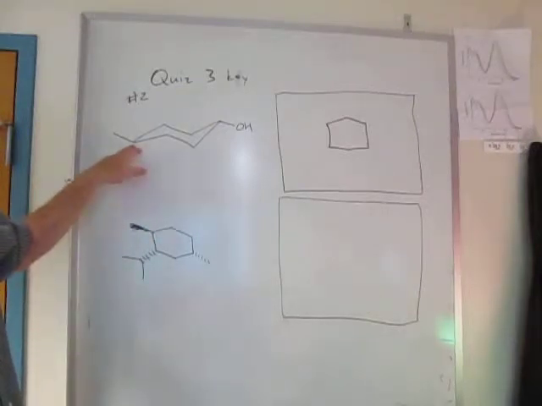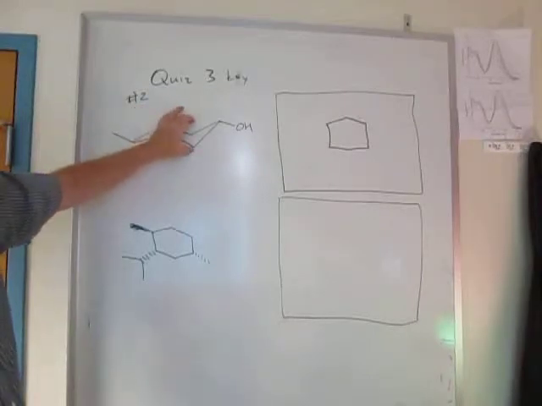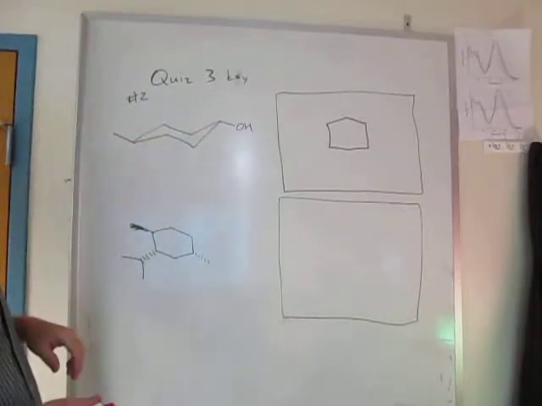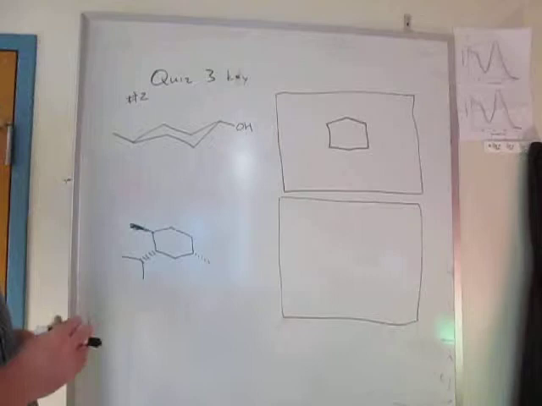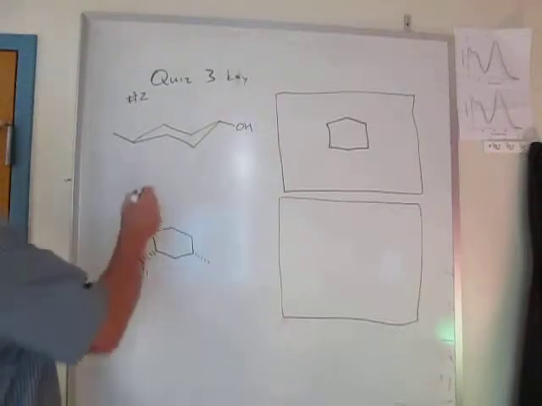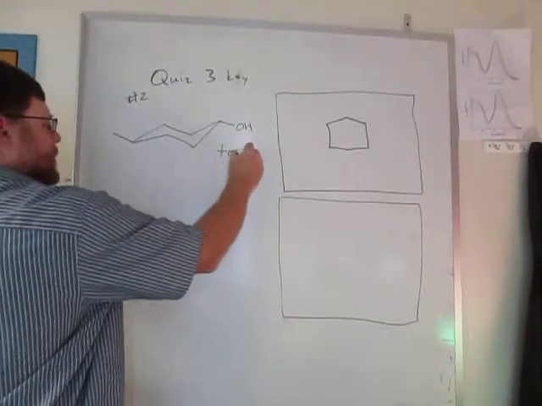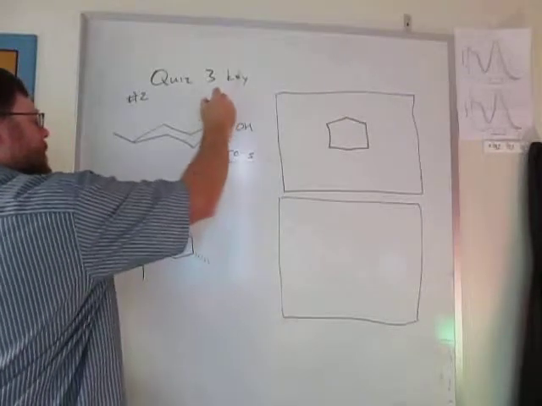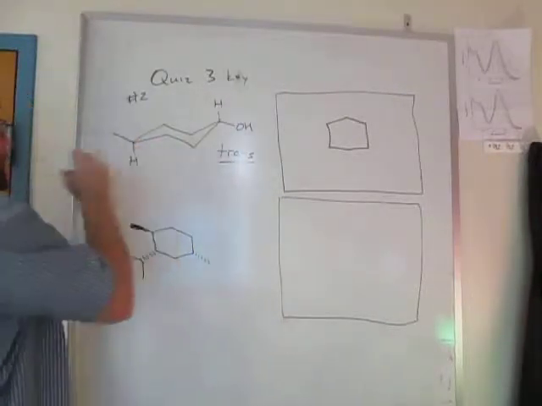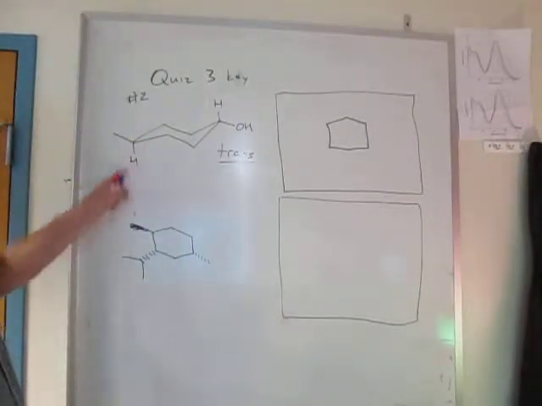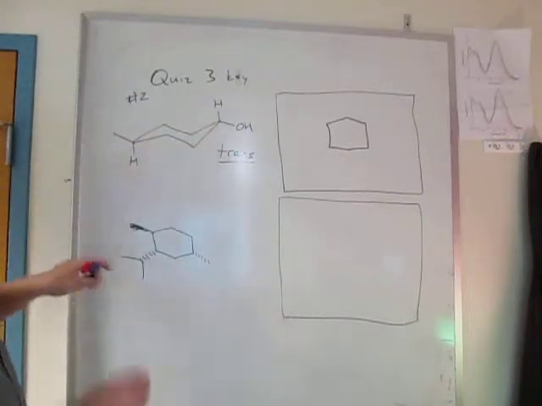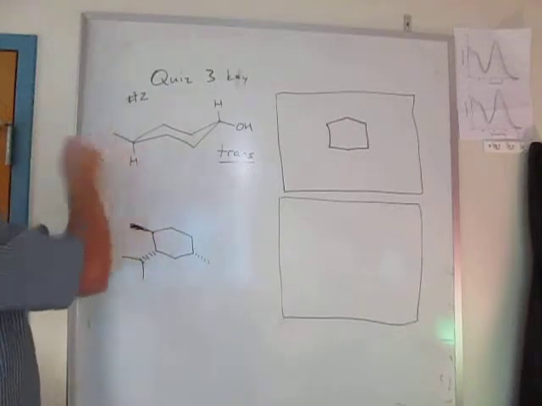The same argument can be made for this carbon. Methyl, hydrogen, tied CH2s, same atom. So the molecule's achiral. But it does have relative stereochemistry. This is trans, right? So if you look at these, it's got 2 axial hydrogens, it's got an equatorial OH and an equatorial methyl.